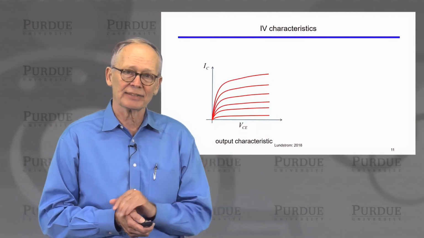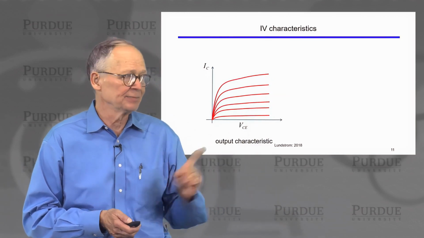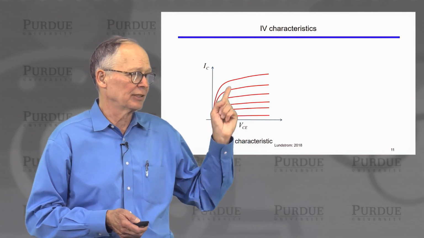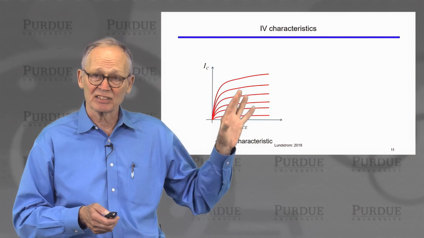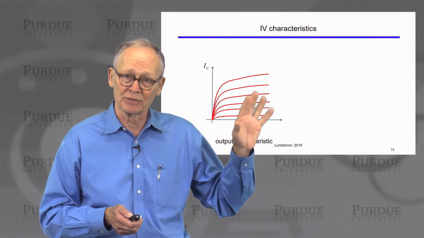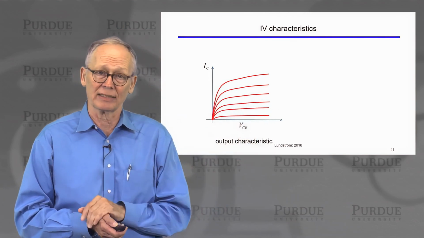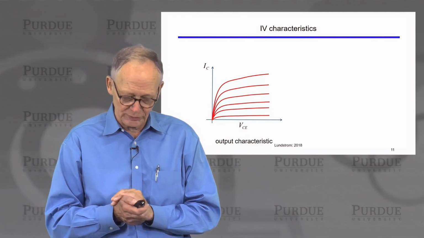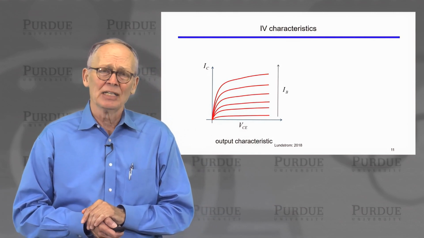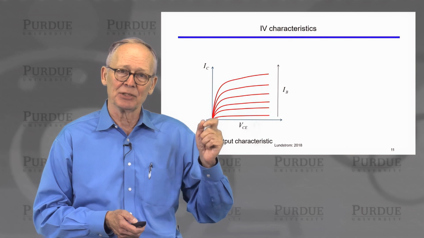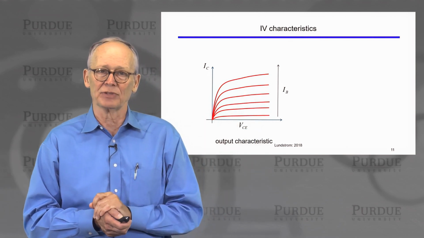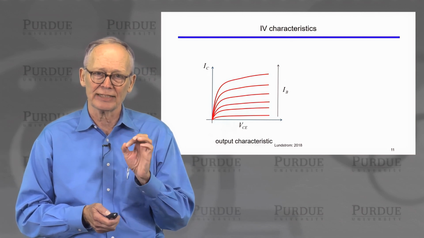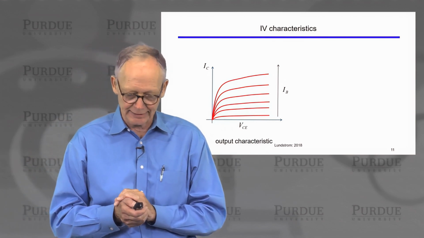The IV characteristics will have output characteristics. Output current is the collector current. Output voltage is the voltage between the collector and the emitter, just like the output characteristics of the MOSFET. In fact, they look a lot like the output characteristics of a MOSFET. But now, instead of stepping up the base emitter voltage, we're stepping up the current. Each one of these lines refers to a different current injected into the base contact.